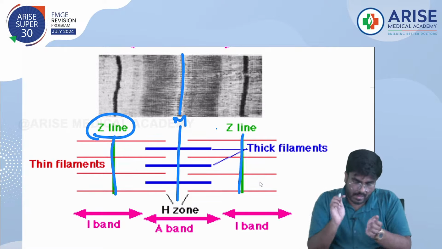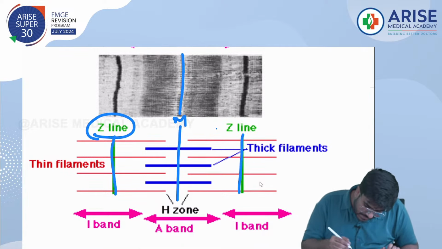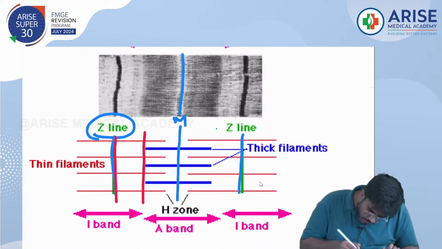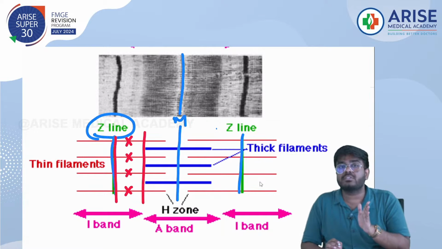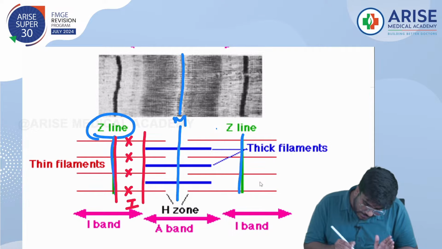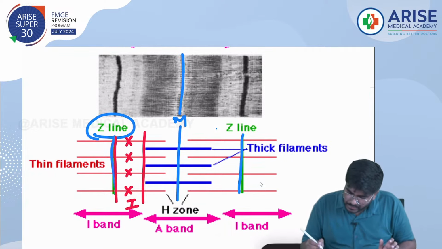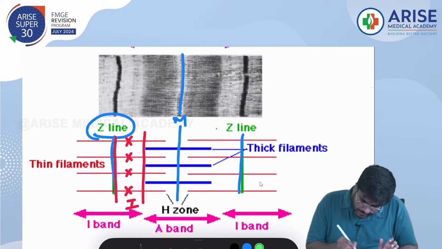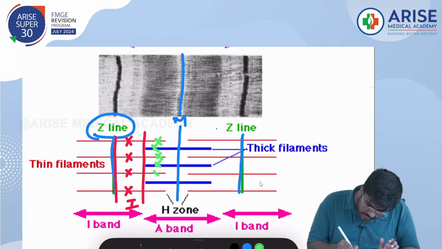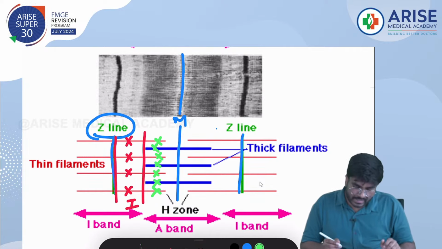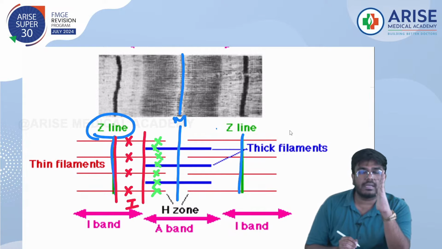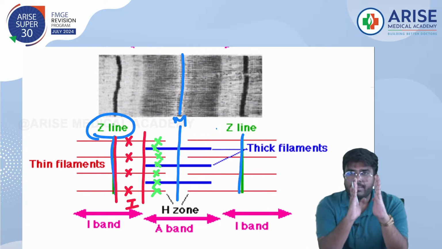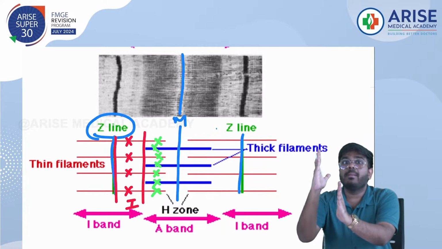Z, M. Now look here, in the sarcomere, there is an area where only actin filaments are present. These red color filaments are actin filaments. So this area is called the I band, isotropic band. Next to the I band, there is an area where there is actin and myosin. So this is called the A band, anisotropic band. So there is Z line, I band, A band, M line.